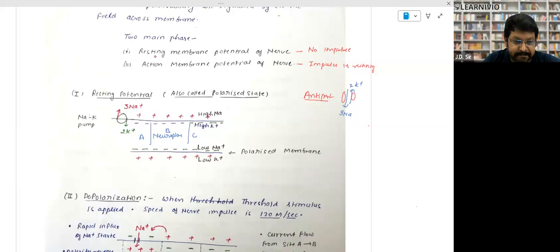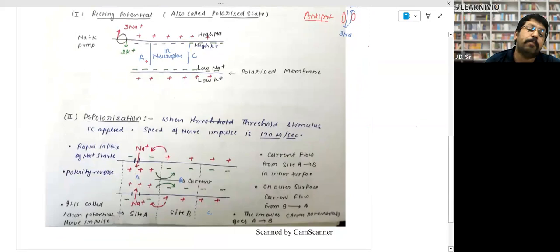At the normal stage, means at the resting potential, it is also called the polarized stage. Both are the same thing. Try to understand. In resting potential, it is all in a polarized state. This is the nerve. This is A side, this is B side and C side. And inside there is the neuroplasm. What happened? There is a sodium potassium pump. Normally, they throw 3 sodium outside and bring 2 potassium inside, right? Then what happened? 3 positive charges outside and 2 positive charges inside. The upper surface has a layer of positive charge and the inner surface has a layer of negative charge, right? So there is a positive charge outside and negative charge inside.